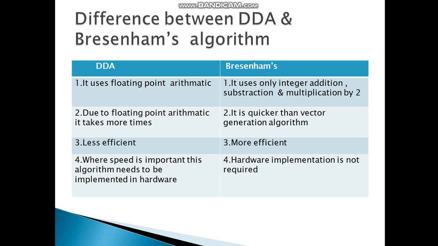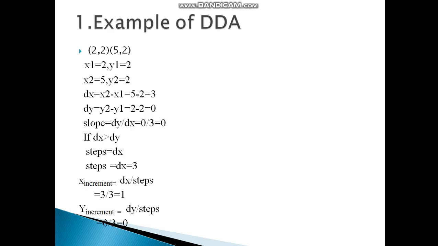So due to the floating point, the arithmetic takes more time, and due to the integer arithmetic, Bresenham's is quicker or takes less time than the DDA. DDA is less efficient and Bresenham's is more efficient. Then an example of the DDA.